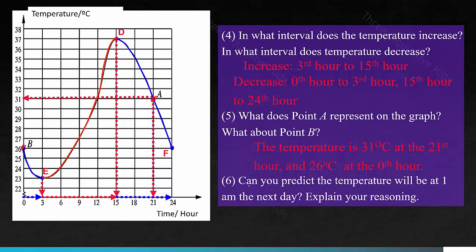Number 6. Can you predict what the temperature will be at 1 a.m. the next day? Explain your reasoning. So at 1 a.m. the next day, it would probably be about 24 degrees Celsius based off of what we already have here on the graph. Here we're going from 0 to 3, so this would be approximately the 1st hour. Based off of what we already know, our best prediction would be about 24 degrees Celsius.